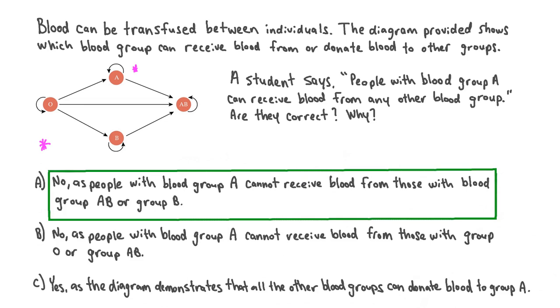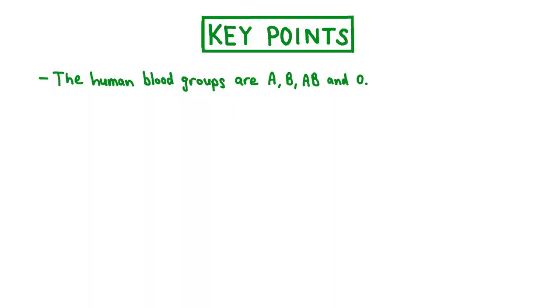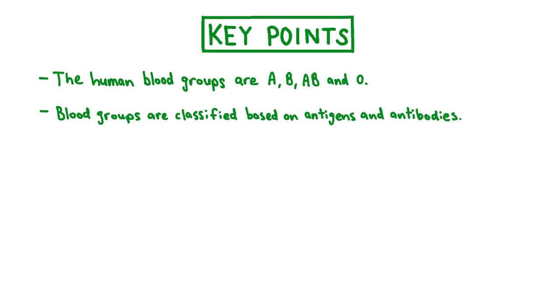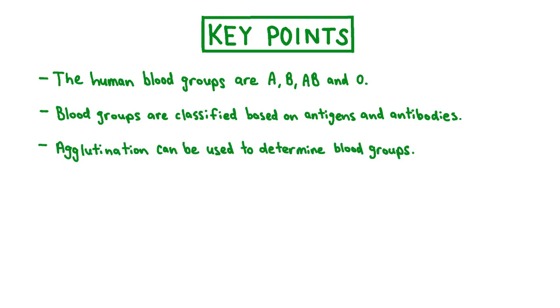Now let's take a moment to go over the key points in this video. The human blood groups are A, B, AB, and O. Blood groups are classified based on antigens on the surface of red blood cells and antibodies. We can use agglutination to determine blood groups. Not all blood groups are compatible, and this can cause serious harm if it isn't considered.